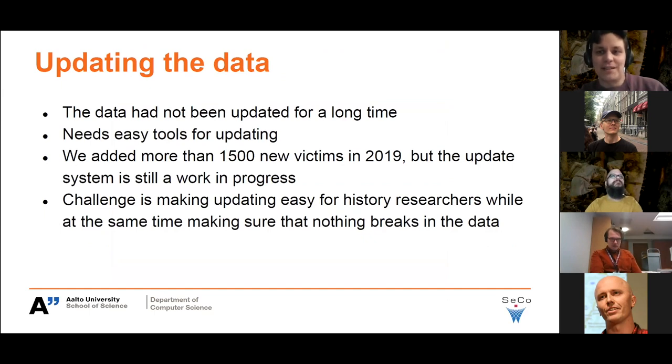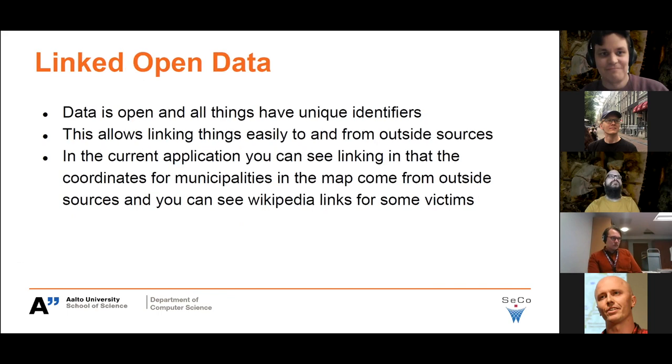So the biggest issue in the updating is, of course, how you update the data in such a way that you protect its integrity, so nothing gets broken in the data. And you also make it so easy that a humanist history researcher can easily do it. And that's not necessarily easy. That's where we are still working a little bit. Actually, we are working in SeCo in many, many different projects, but we have solved it somehow at the moment.